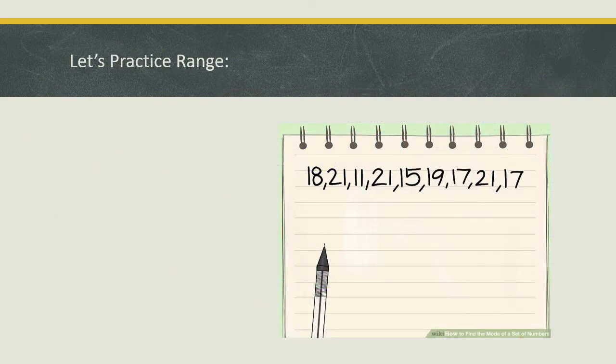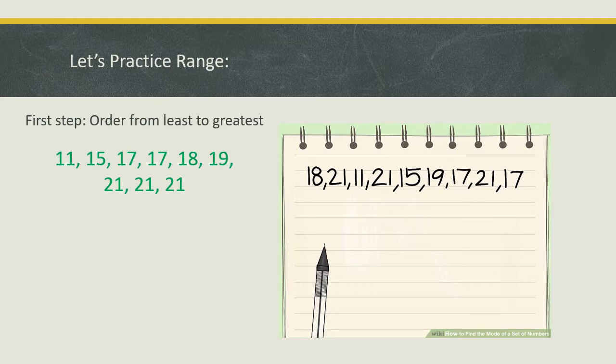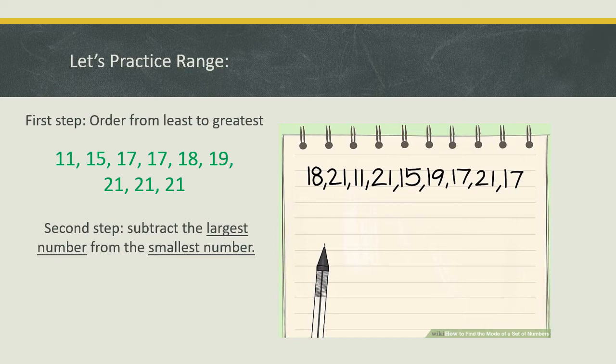So let's practice range. Here we have another data set. Do you remember your first step? Your first step is to order from least to greatest. So let's go ahead and do that. So once you've ordered it from least to greatest, you find that 11 is your smallest number and 21 is your largest number. So in your second step, you subtract the smallest number from the largest number. So you would do 21 minus 11 and you get 10. So the number 10 is your range, and that's all there is to it.